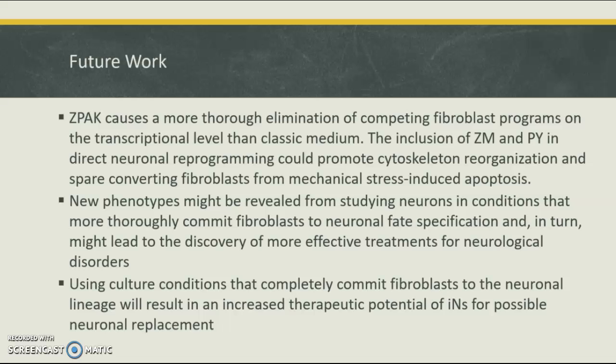Another future work that could happen is that new phenotypes might be revealed from studying neurons in conditions that more thoroughly commit fibroblasts to neuronal fate specification, and in turn might lead to the discovery of more effective treatments for neurological disorders. And the last future work that scientists could do is using culture conditions that completely commit fibroblasts to neuronal lineage might result in an increased therapeutic potential of induced neurons for possible neuronal replacement. As I said before, there is work that uses induced neurons to replace damaged brain cells, but again, this would be future work that scientists could conclude.